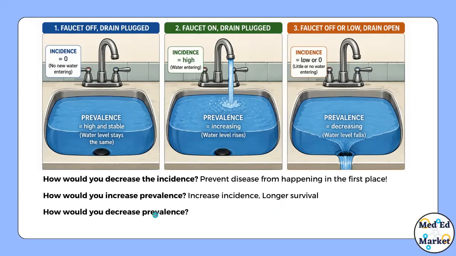Now, on the other hand, how would we decrease the prevalence in the population? How are we going to lower the level of the water in the sink?